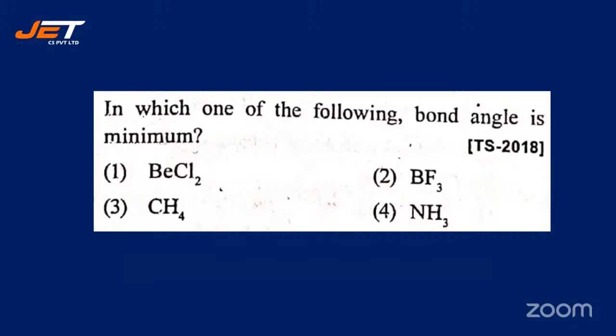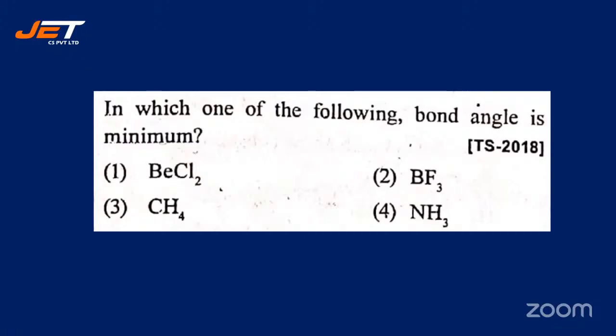Next. In which of the following is the bond angle minimum? Beryllium chloride, boron trifluoride, methane, ammonia. Which of the following molecules has the least bond angle? Come on, guess. Guess the answer. Let us see how many of you can answer the question.